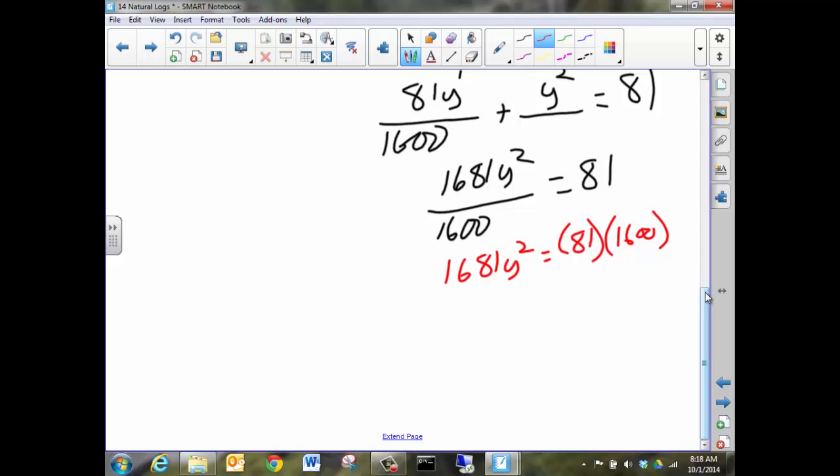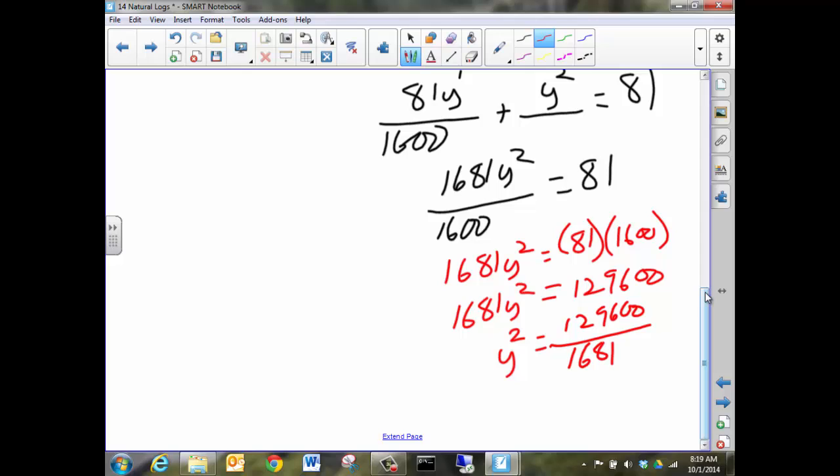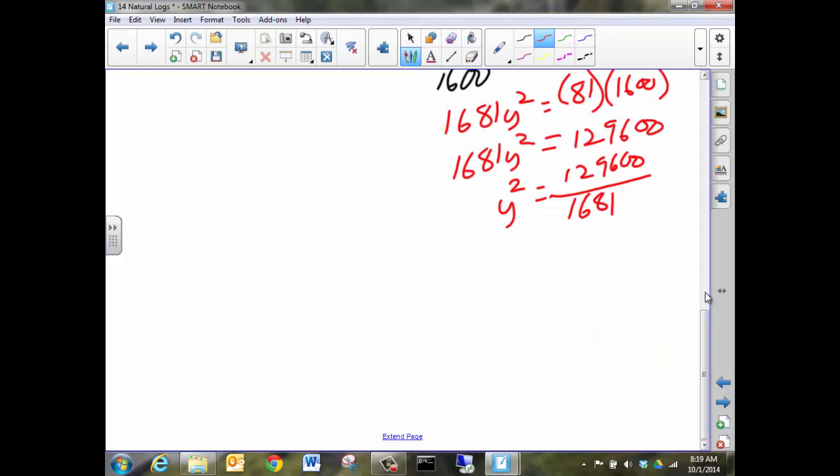Come on, people. 129600. So what are we going to do now? And when we divide it, we get what? 77.09. Did it stop there or did it keep on repeating? Keep repeating. Okay, so let's leave it as 129600 over 1681. And now what do we need to do?